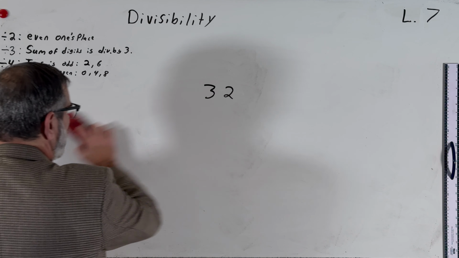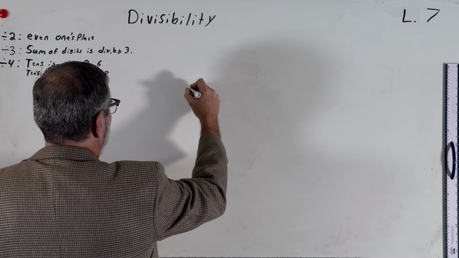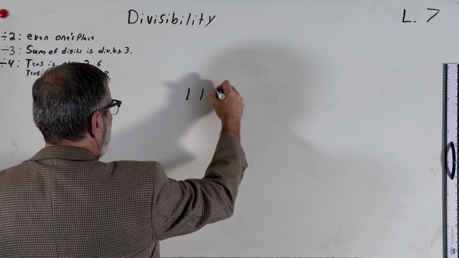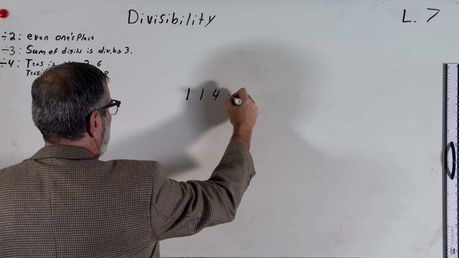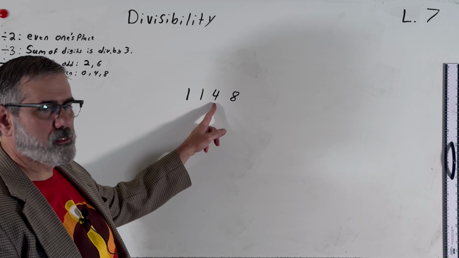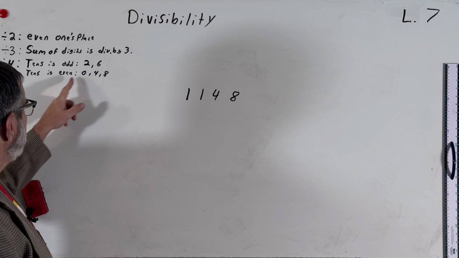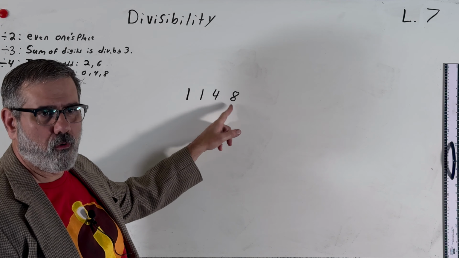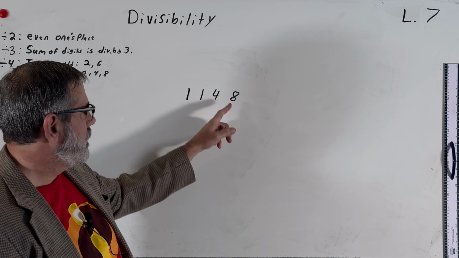All right? So if I wrote down a number like, I don't know, 1,148. Is that divisible by 4? Well, we look at the tens place. It's even. If the tens place is even, then the ones place must be a 0, 4, or 8 for this to be divisible by 4. It's an 8, so it is.